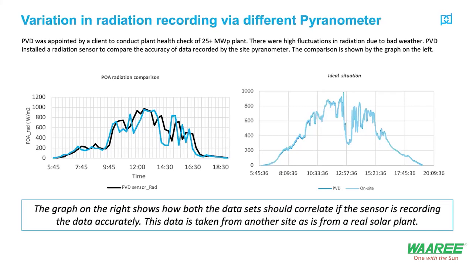In the chart on the right, the dark blue line is for the on-site pyranometer. Here you see that there is an overlap. This is again from a site only. We have not created it artificially. So it is not that this kind of situation can't happen. If it is maintained well, it can definitely be this. We can get this accurate data as well.